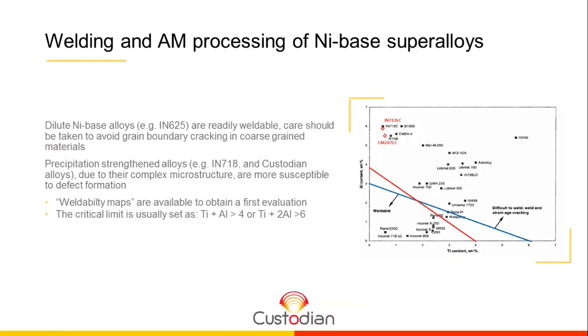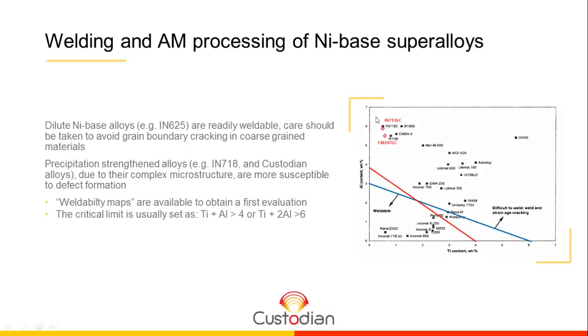I can tell you that the most diluted nickel-based alloys are really weldable, really processable by laser powder bed fusion. However, when we move to higher strength alloys, which is our case, then we move to a condition where the alloys are not so well processable anymore.